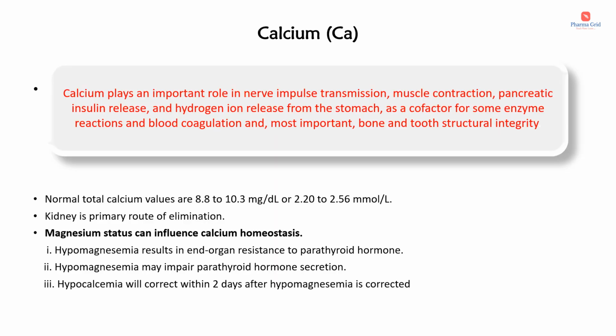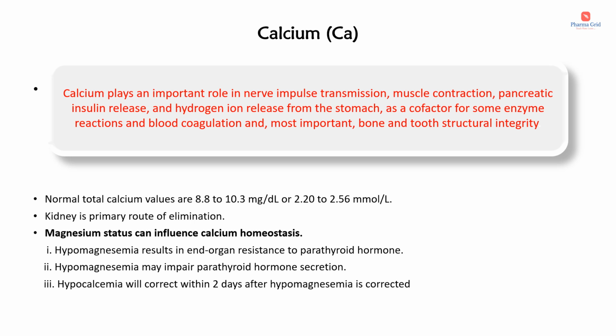Moving on to the next electrolyte, which is calcium. It plays an important role in nerve impulse transmission, muscle contraction, pancreatic insulin release, and hydrogen ion release from the stomach, acts as a cofactor for some enzyme reactions and blood coagulation, and most importantly for the bone and tooth structural integrity. Normal total calcium values are 8.8 to 10.3 milligram per dl or 2.20 to 2.56 millimole per liter.